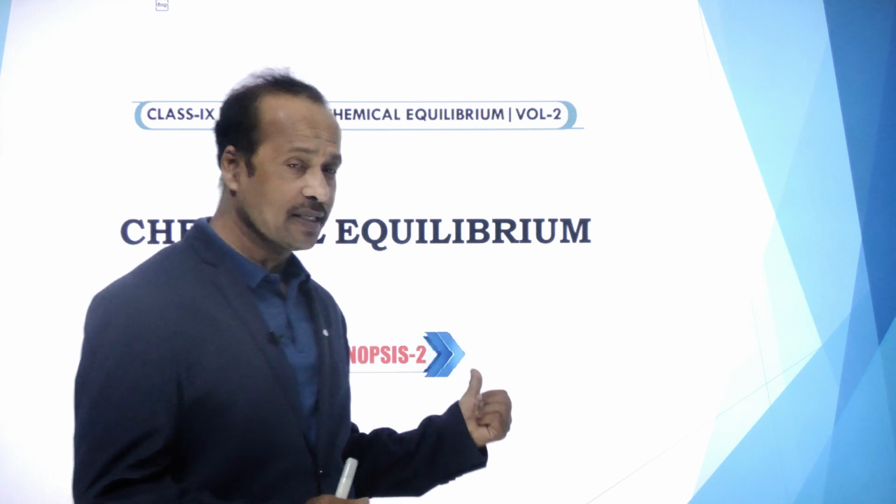So today, students, we are going to discuss the same chapter, that is chemical equilibrium. In the last class, we started chemical equilibrium, and we completed the first synopsis. Today we are going to do the second, which is a continuation of the first synopsis. Now, what did you learn in the first synopsis? Did you remember? Chemical reactions, right?